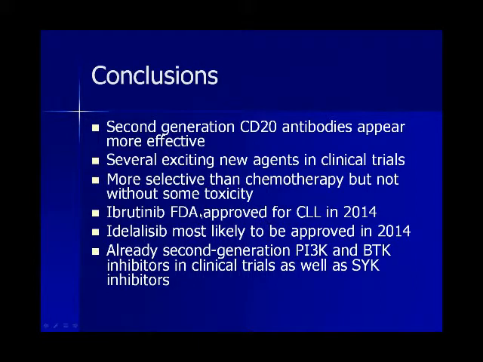Ibrutinib has been approved in the United States for CLL this year, and idelalisib looks like it probably will be by the end of the year as well. So certainly in the US, these drugs will be available. In Australia, they're not, and we're usually 2 to 3 years behind the US, but hopefully we'll get a little bit quicker. These drugs are very effective, and there are other generations of drugs, not talked about here, which will be coming on over the next few years.